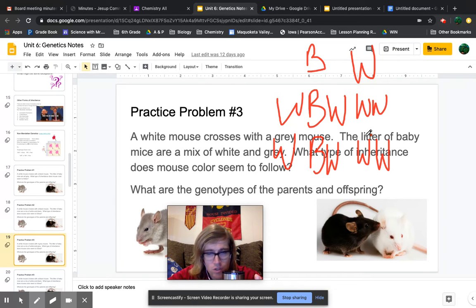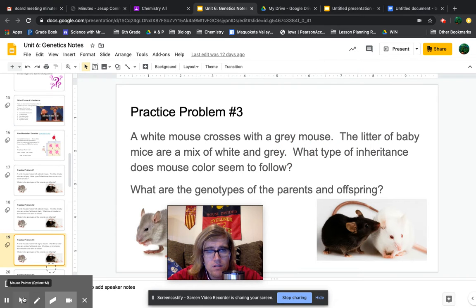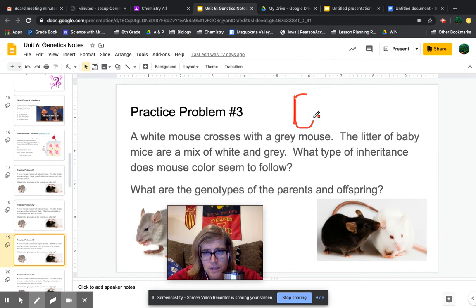But what if gray was dominant? Could that have occurred? It was just gray and white. We don't know if there's a black mouse in this problem. They don't talk about a black mouse, so let's work that out, looking at dominant and recessive. Some of them are gray. They had a gray mouse and a white mouse. We don't really know which color is dominant, so we could go either way, right? I mean, the white can be dominant, or the gray can be dominant.